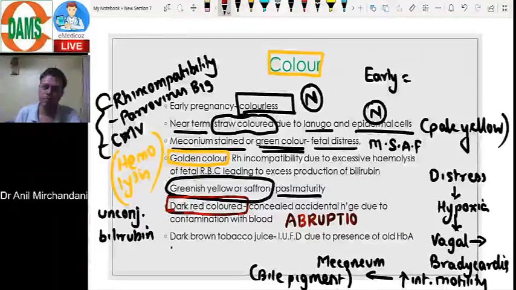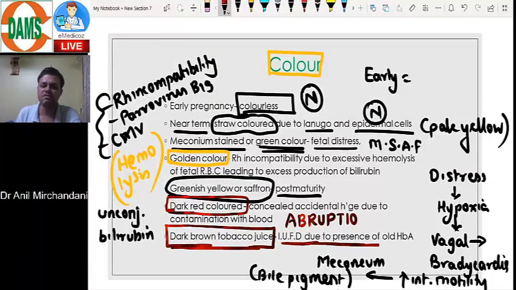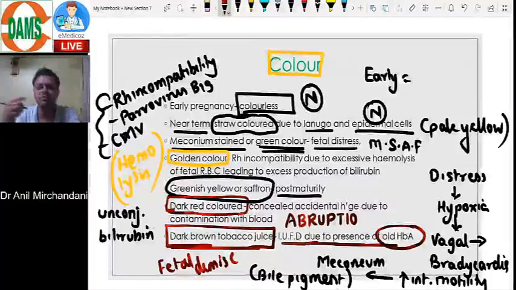Then is dark brown. Dark brown is seen in fetal demise. This is due to the presence of old hemoglobin A. It's also called tobacco juice appearance. So fetal demise. It can also be seen in missed abortion, which is actually early fetal demise. So missed abortion, IUFDs, they can give rise to dark brown amniotic fluid. Okay, this is all about colors of amniotic fluid.